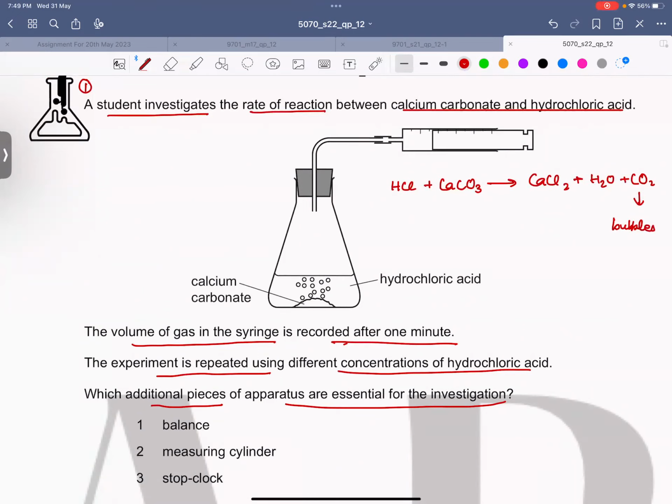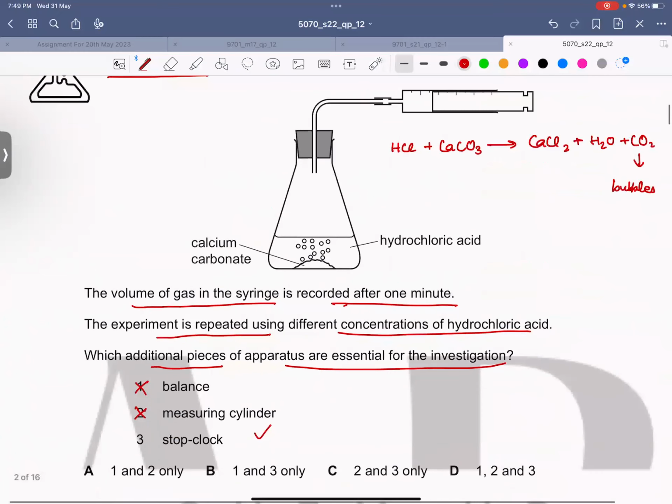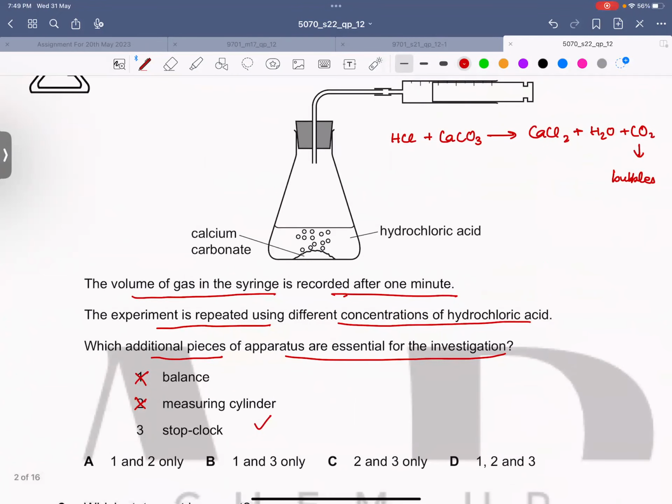So yes, what else do we need? Do we need a balance? We are changing the concentration, so no balance is needed. Do we need a measuring cylinder? No. But we need a stop clock, a stopwatch. The given options are 1 and 2 only, 1 and 3 only, 2 and 3 only. So A, B, and D are completely wrong because a balance is not needed.